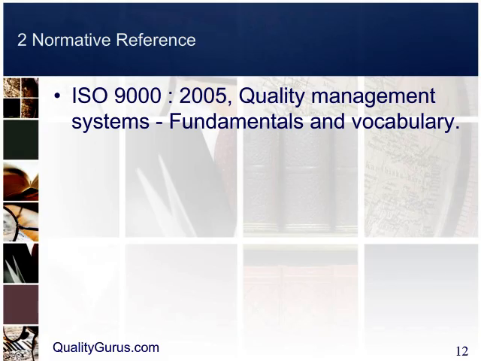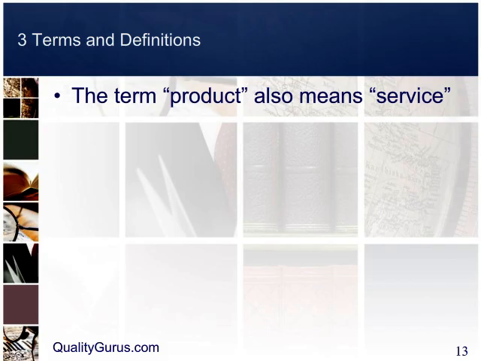Under this section, the standard refers to ISO 9000, which provides the definitions of quality management-related terms and their interrelationships. The term product is used throughout the standard. This section clarifies that product may also mean service. So if you read product anywhere in the standard, that means product or service.